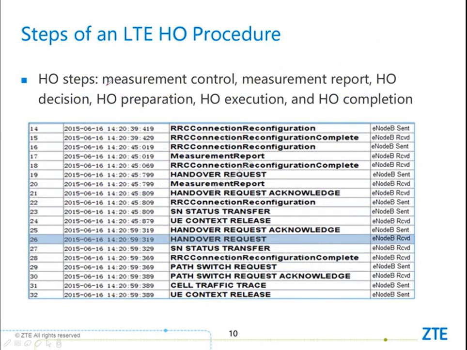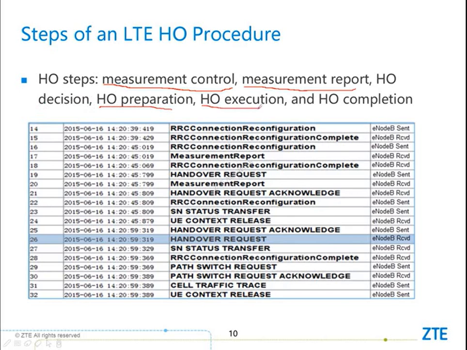First, the eNodeB sends measurement control to the UE, telling the UE which parameters and which information it needs to measure, and after measuring, how to report. And the second is the measurement report by the UE. And the third is the handover decision. This is decided by the source eNodeB. And the fourth, handover preparation, where the source eNodeB and the target eNodeB need to negotiate the handover.